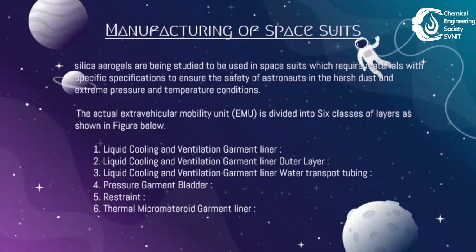Aerogels are being studied in the manufacturing of spacesuits. There are 6 extravehicular mobility unit components: liquid cooling and ventilation garment liner, liquid cooling and ventilation garment liner outer layer, liquid cooling and ventilation garment liner water transport tubing, pressure garment bladder, restraint, and thermal micrometeoroid garment liner.